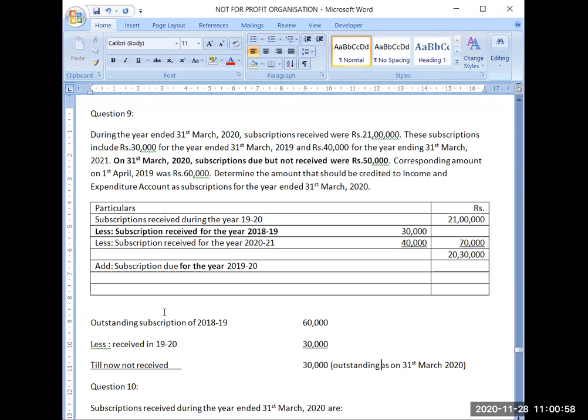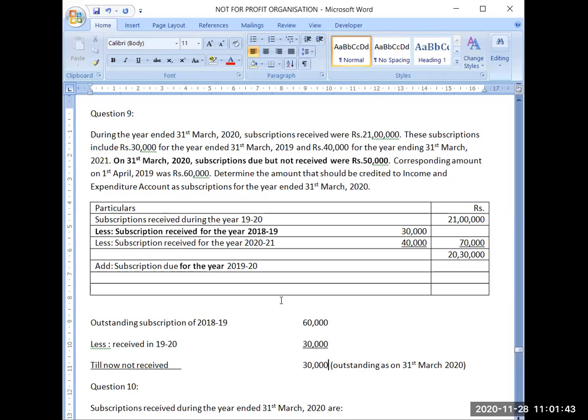Now see this language, what it is saying. There are two languages. One is for the year and one is as on 31st March 2020. So this language is saying that on 31st March 2020, subscriptions due but not received, that is subscription outstanding, were rupees 50,000. So on 31st March, your subscriptions are outstanding for rupees 50,000. So this language is implying that in this 50,000, this 30,000 amount is also being included, which is belonging to the last year.